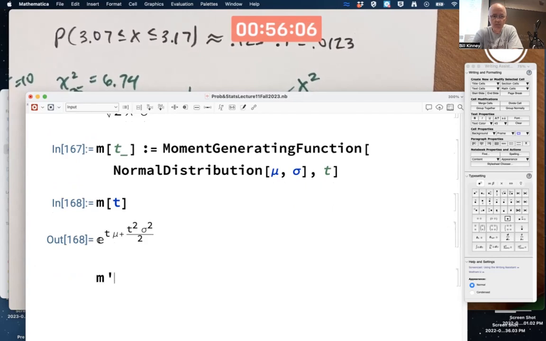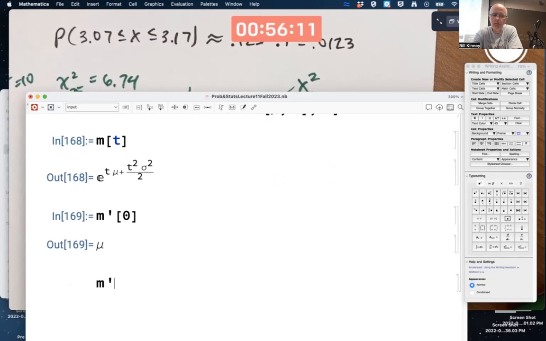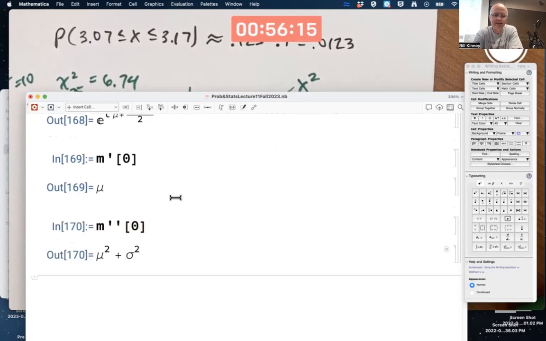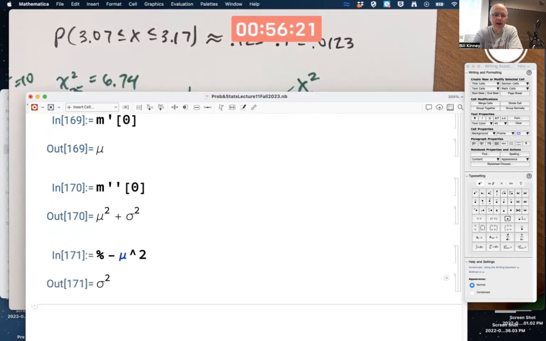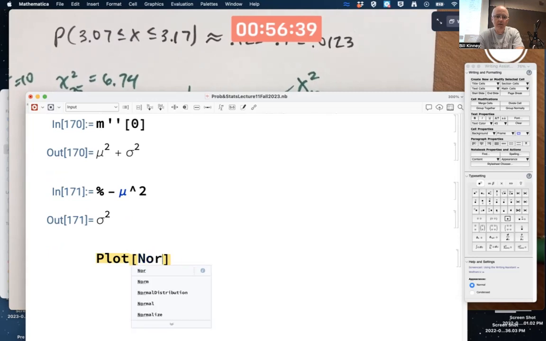Yes, we can confirm m prime of 0 is mu. M double prime of 0 is the second moment. If I take that second moment and subtract mu squared, I get the variance. Computational formula for the variance. And the square root of that is the standard deviation. It's very important to realize what the graph looks like.